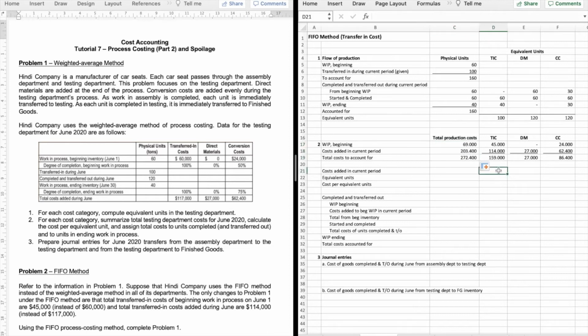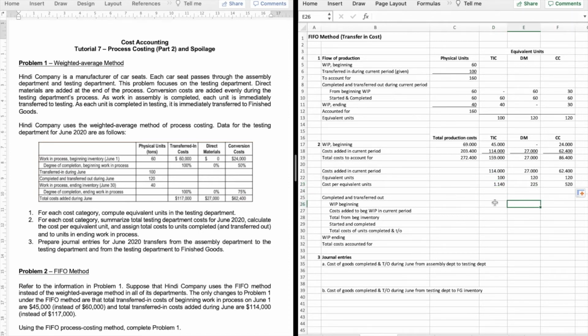Next step, we will calculate the cost per equivalent unit. And since we use the FIFO method, remember that the cost added in current period is from the cost added in current period only. It means that it is 114, 27, and 62.4. And the equivalent unit is from the step 2 that we have calculated above. And now cost per equivalent unit is cost added in current period divided by the equivalent units.